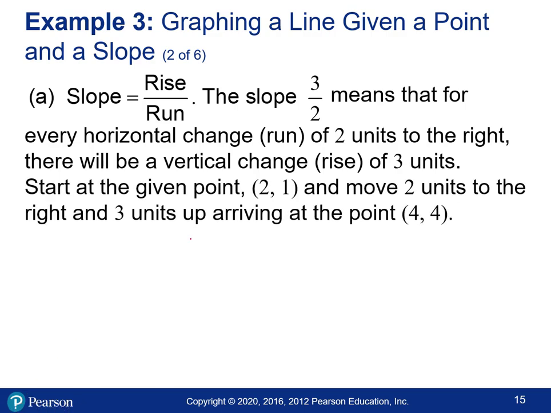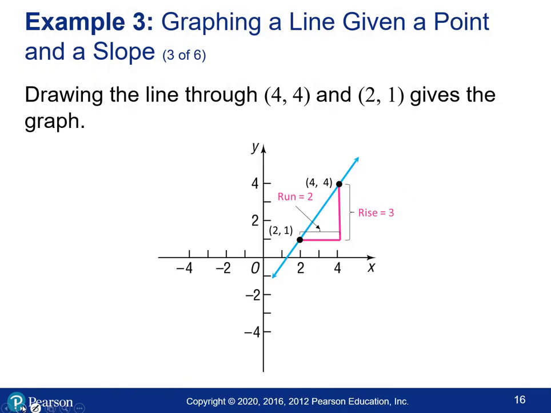Okay, so we're going to start at the given point. That was 2, 1. And then we're going to move up 3 units and right 2 units. Or you can move right 2 and up 3. And then you have your ending point, which is 4, 4. Okay, so we started here at 2, 1. And then we rise from our slope. Remember, our slope was 3 halves. So we're going to rise 1, 2, 3.